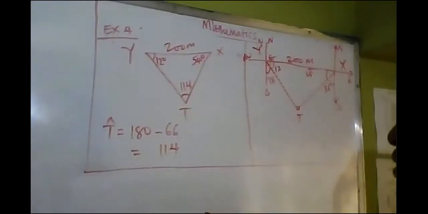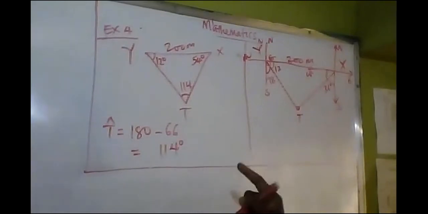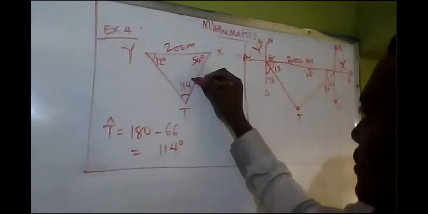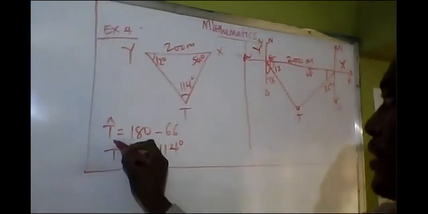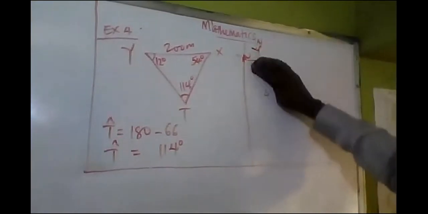6 plus 2.1, 7 plus 1, 8. Okay, 114. 6 plus 4, 10, carry 1, 6 plus 1. Okay, 114 degrees, I'm right. So that is the angle. I'll clean this now. I suppose you understand already.